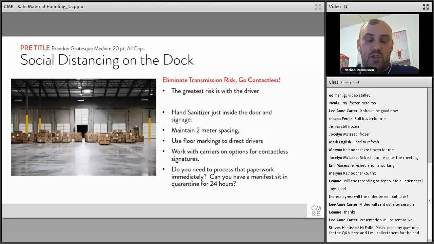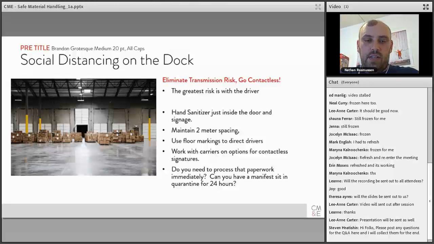Once that product has arrived at your door with a delivery driver, that's when we're seeing the greatest risk of virus transmission in our facilities, at the shipping dock. That driver may have visited, if it's a less than load shipment, they may have stopped at 3, 4, 5 different loading docks that day, and have they picked up something and then transferred it? What did they do yesterday, 2 days before, 4 days before? We just don't know. The greatest risk factor is that driver.